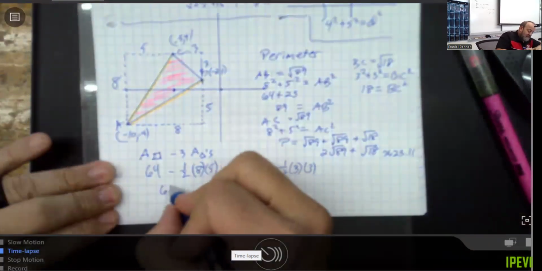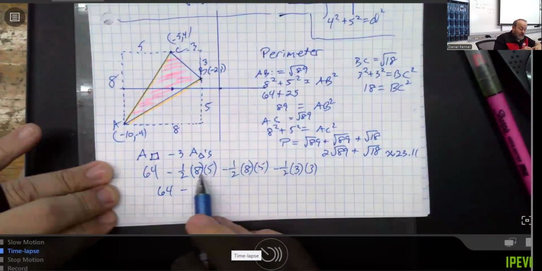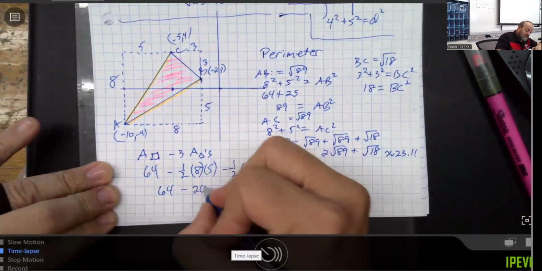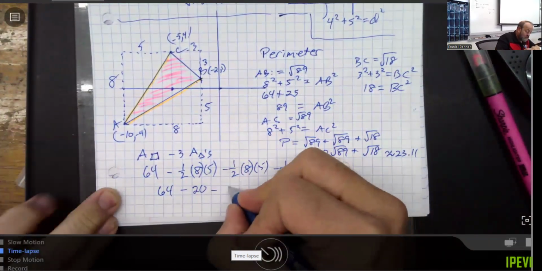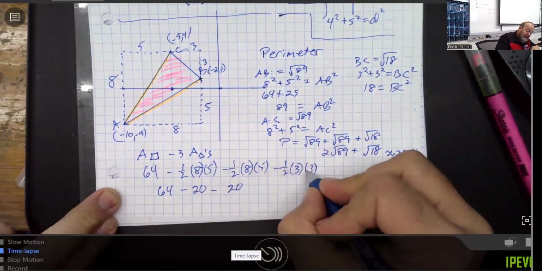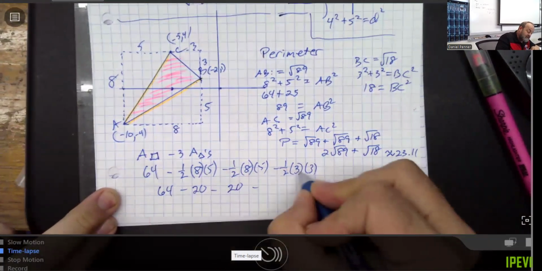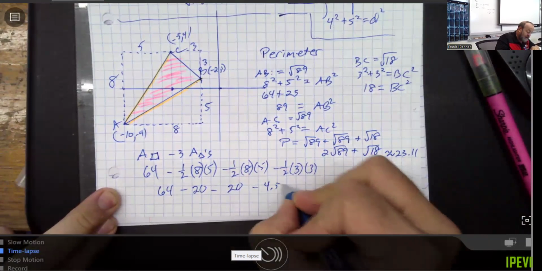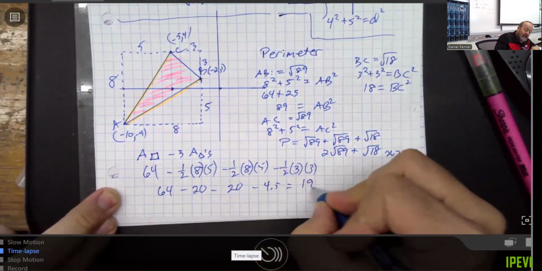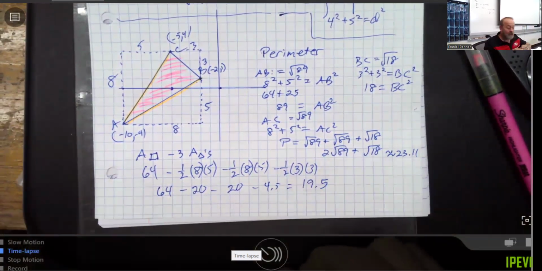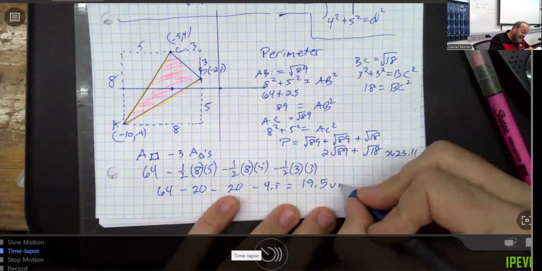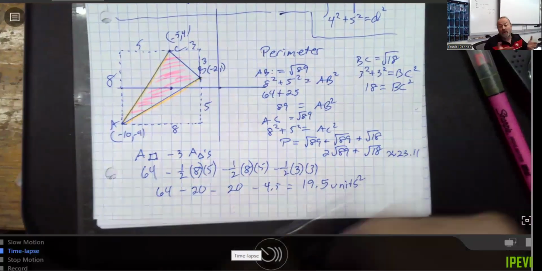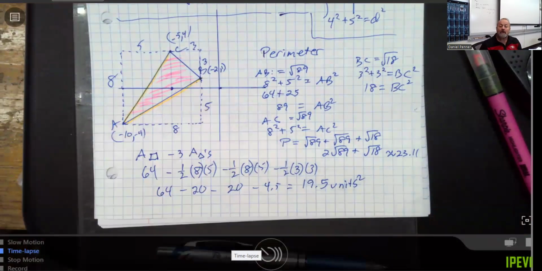And so we got 64, half of 40 is 20. Another half of 40 is 20. And then half of 9, 3 times 3 is 9, is 4.5. And putting that all together, I got an area of 19.5 units squared, whatever those are.